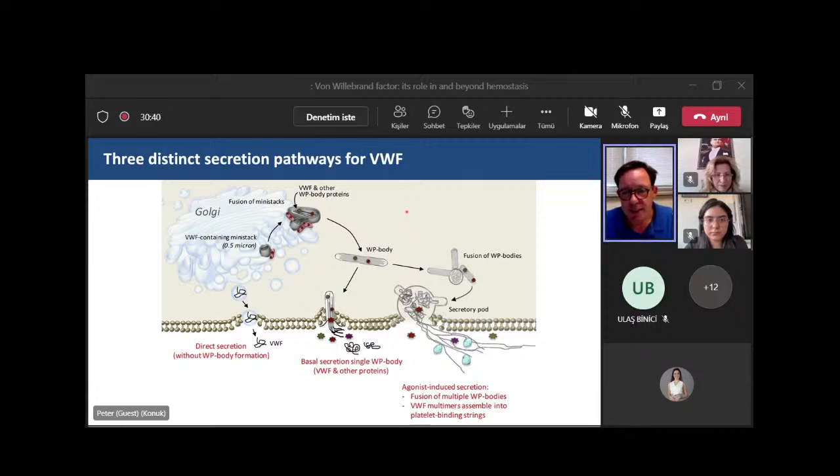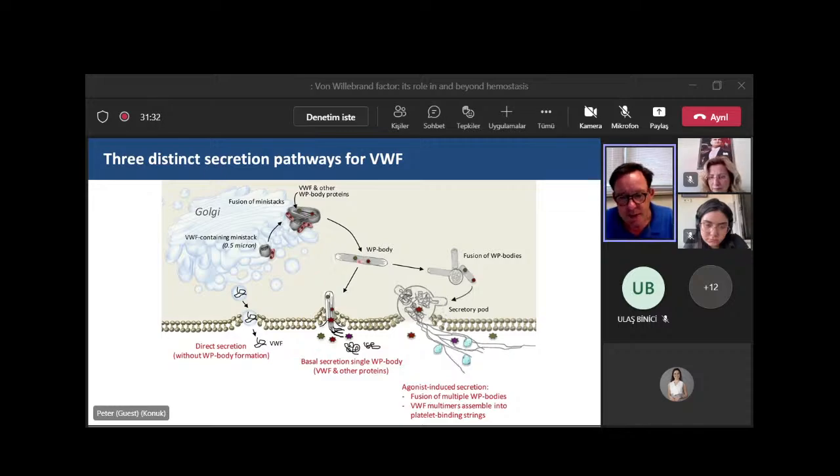So once it is located in these Weibel-Palade bodies and being produced in the endothelial cells, it will be secreted either to the plasma compartment, and some small portions will also be secreted to the subendothelial compartment. Without going into the details on how these different secretion pathways occur, you can distinguish three distinct ways in which VWF is secreted from the endothelial cells. The easiest way is when small vesicles go directly from the Golgi to the plasma membrane of the cell, and then these small multimers are released without being forced to go through Weibel-Palade body formation.